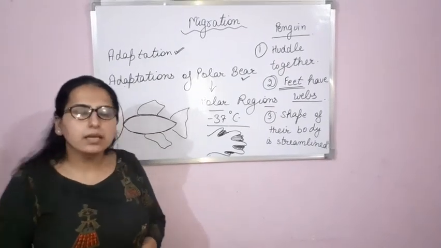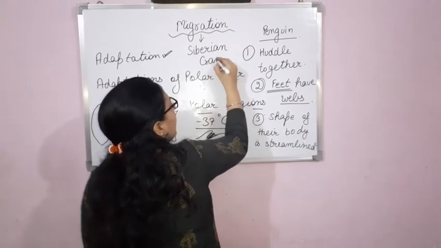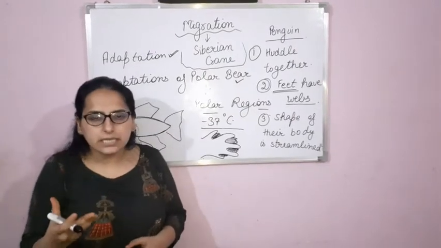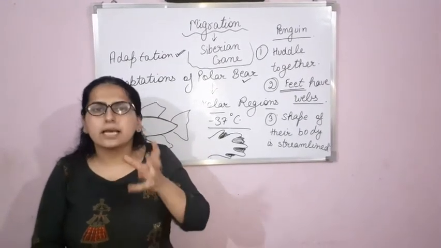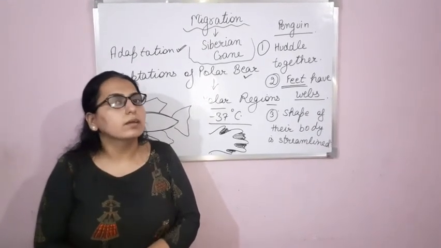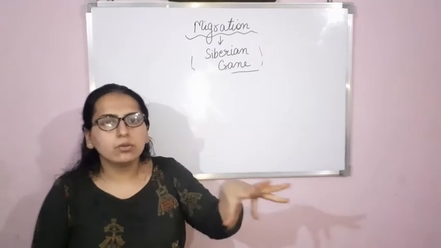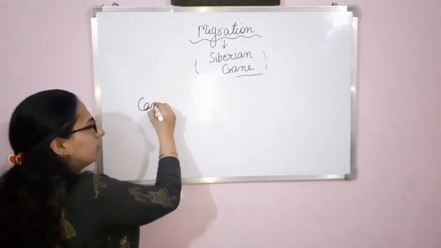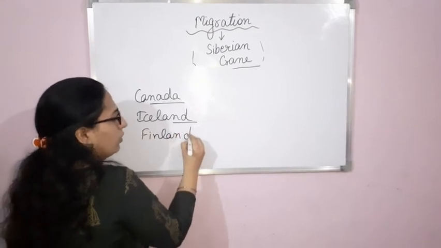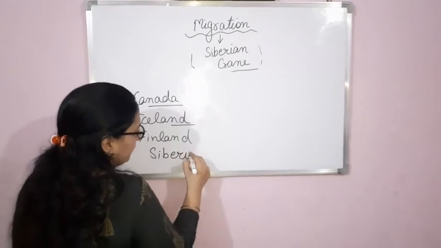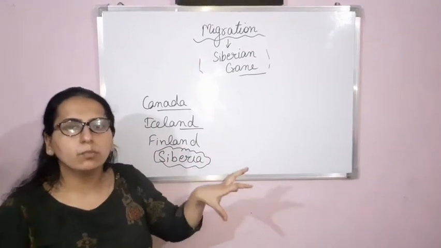Now let me give you one example. Siberian crane. Yesterday I had given you examples of a few countries that belong to polar regions, right? Some of them are Canada, Iceland, Finland. Now, I told you one more country, that is Siberia. Now this example is of Siberia only, a country that belongs to polar regions, right?